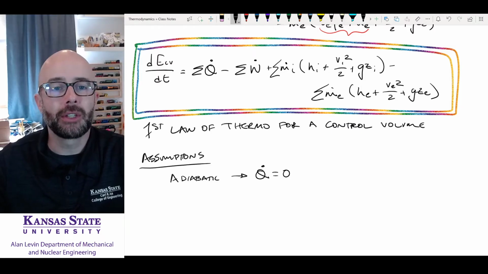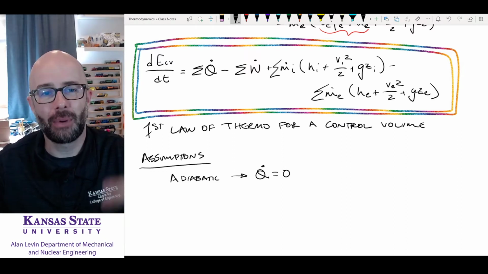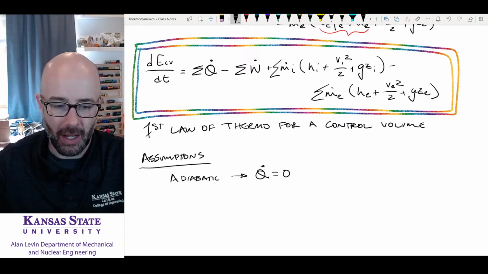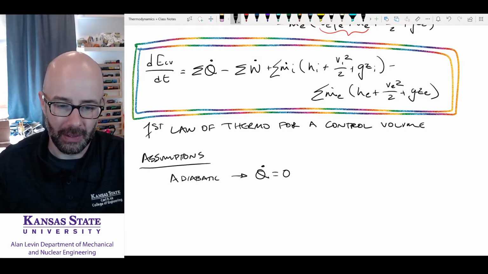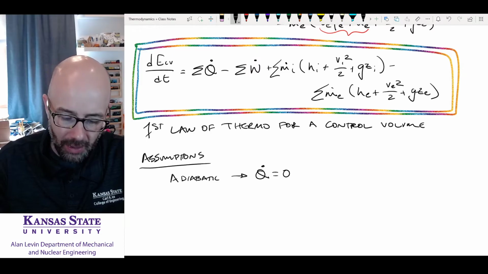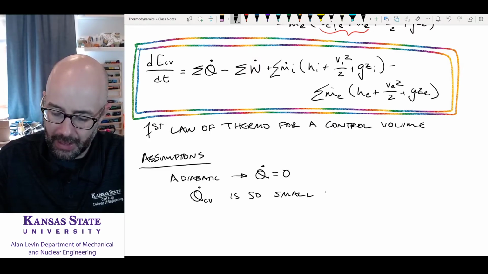Now sometimes they're not going to specifically say adiabatic. Sometimes we're going to have to assume adiabatic or model it as adiabatic, and I think we're going to start getting the practice of when that happens. I'm going to give you some hints about when that's going to happen a little bit later. Basically we're saying in many situations the heat transfer rate for the control volume is so small that it's negligible.